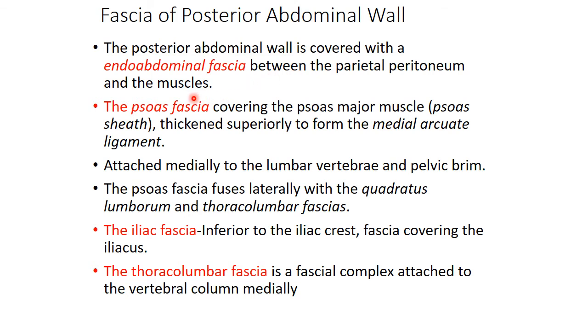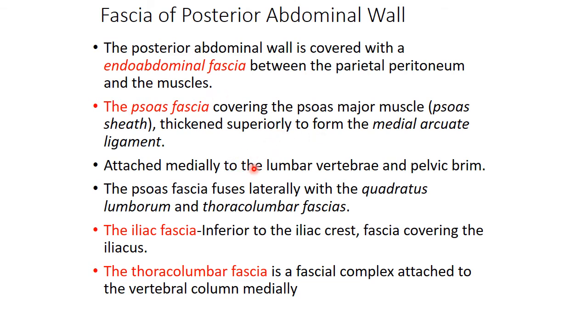Then there is a term called the psoas fascia. The name suggests this is the fascia which is covering the anterior surface of the psoas major muscle, also called the psoas sheath. The thickened superior part of this psoas fascia is called the medial arcuate ligament. We all know that the medial arcuate ligament also gives attachment to the muscles of the diaphragm in the superior part. So the thickened upper portion of the psoas fascia is called the medial arcuate ligament.